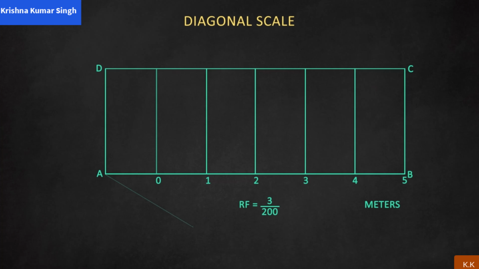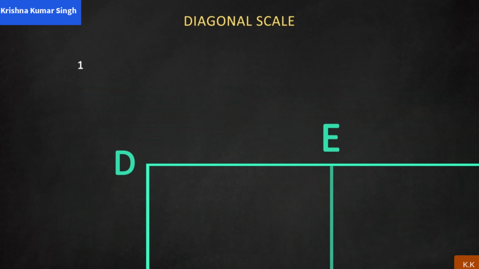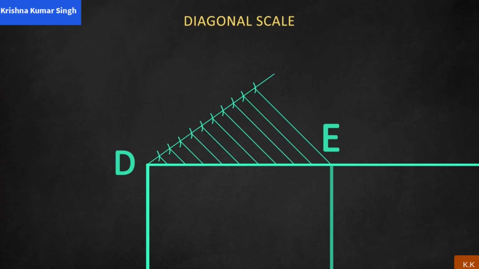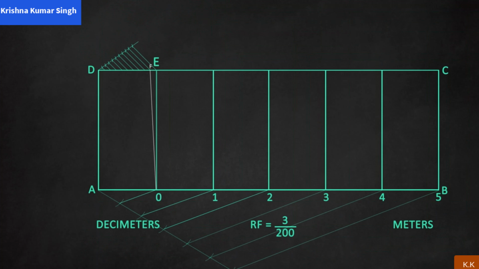Follow the same procedure that we have followed in the plane scale to divide the line into equal parts. Name the 0th line as E. Now we have to divide the first section into the immediate smaller units of meters, that is, decimeters. As 1 meter is equal to 10 decimeters, divide the first section into 10 equal parts, exactly as we have done in the plane scale. But here we draw the line from the intersection point to the point 0 using a mini drafter. Name it as the point F.